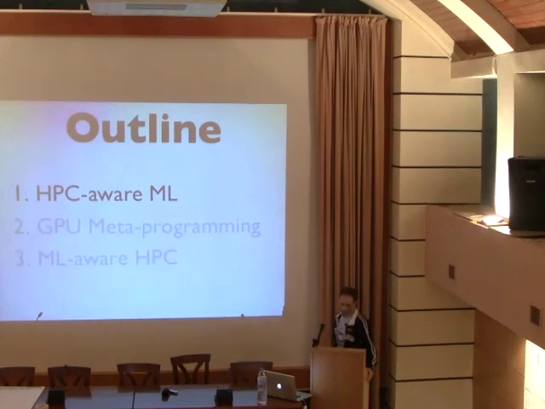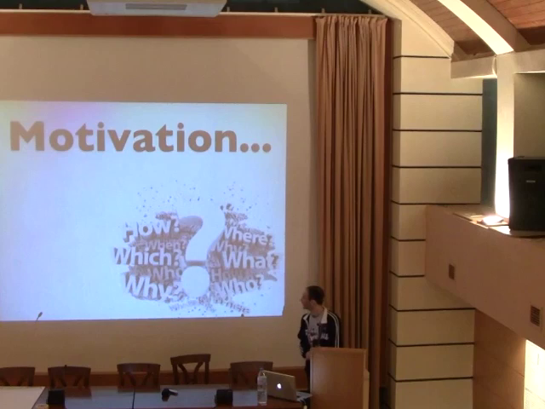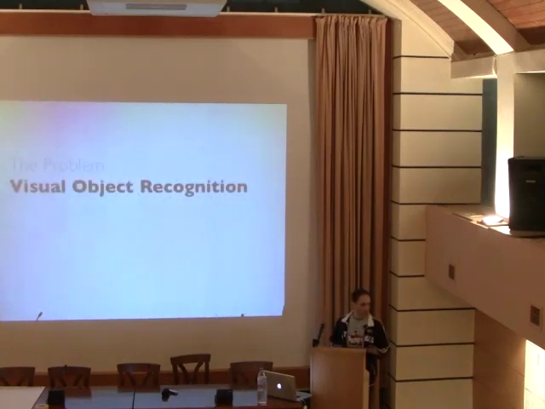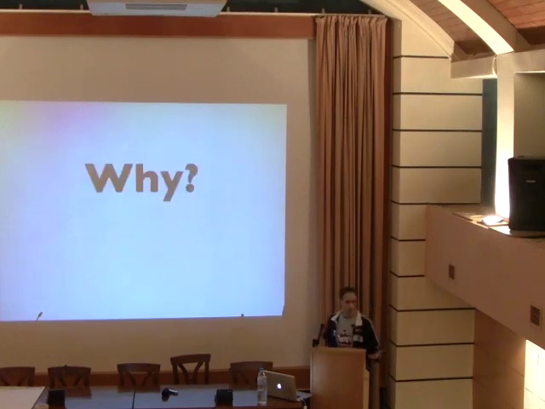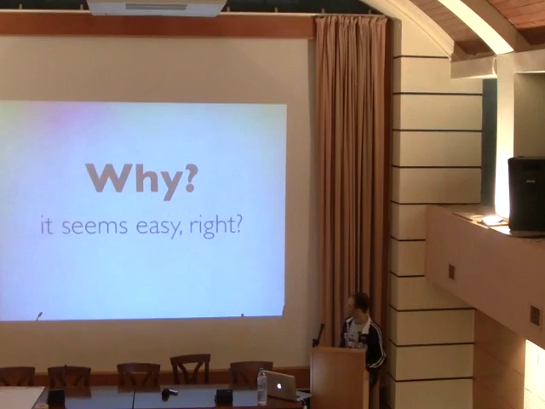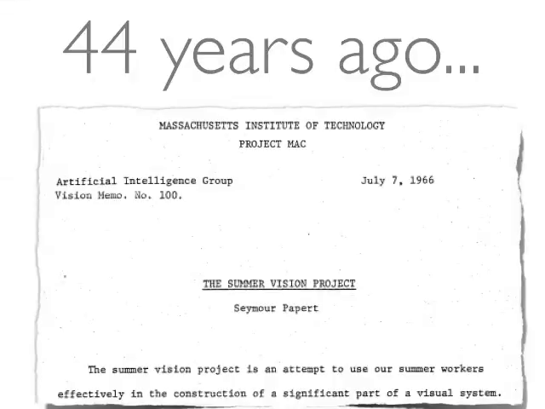So let's get started with HPC-aware machine learning. Let me present what I'm working on. I'm interested in the problem of visual object recognition. Why, you may wonder? You probably all know that it's a complicated problem, but a lot of people, including my mom, think it's actually easy and has nothing to do with intelligence. Many people in the field thought it would be pretty easy, and that they would solve it in the summer. It's nice to remember that we were wrong about this problem.